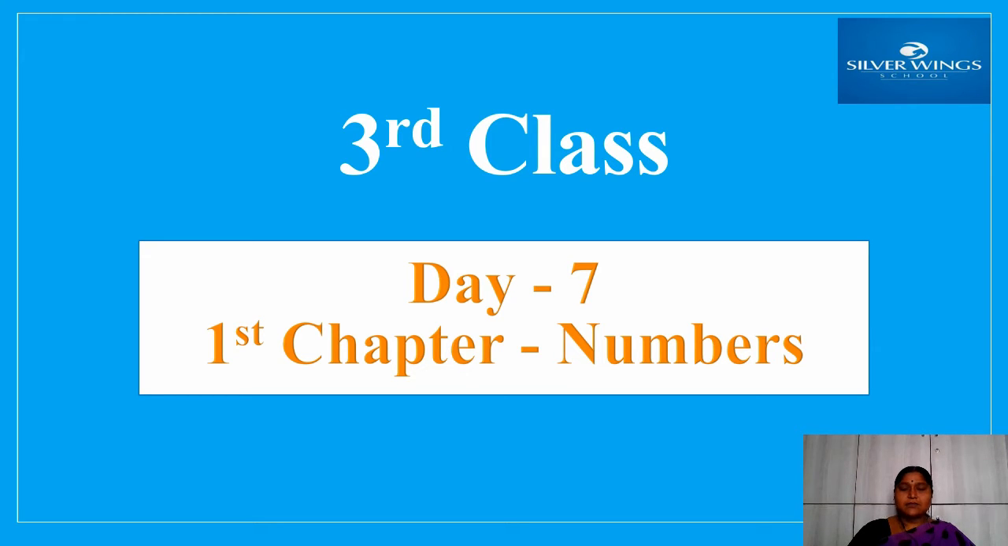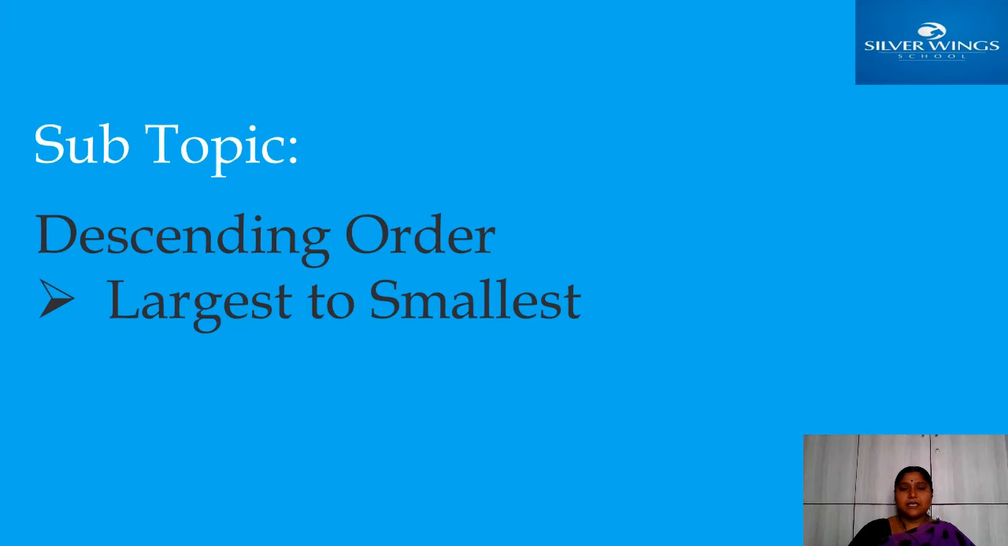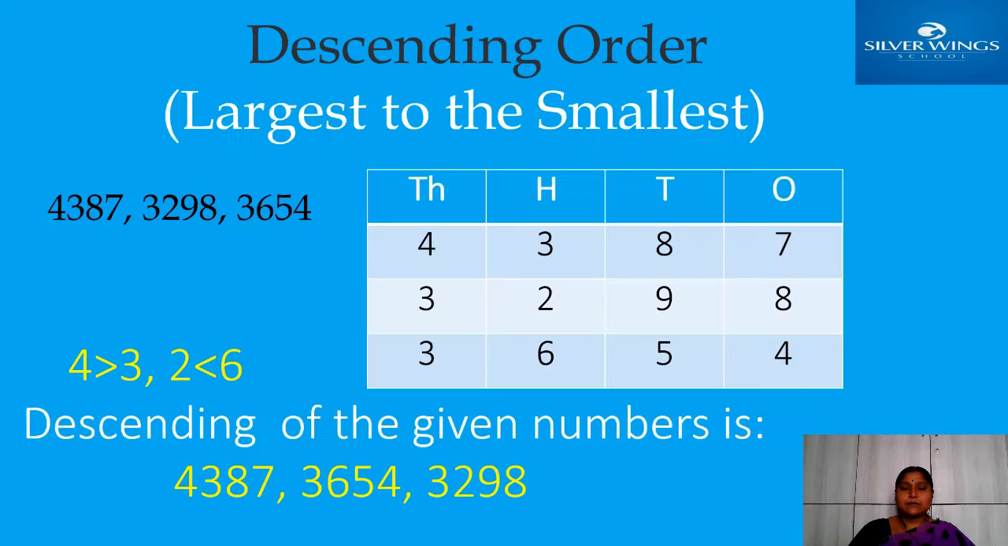This is quite opposite to ascending order. Ascending order means smallest number to biggest number. Descending order means biggest number to smallest number. Here also you should follow the same rules. Descending order means largest to smallest. Here, see, I will explain with an example.